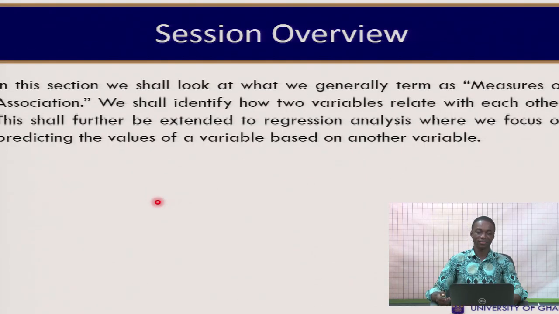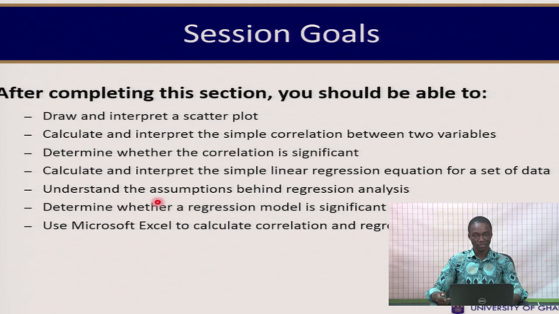based on another variable. By the end of this session, you should be able to draw and interpret a scatter plot, calculate and interpret a simple correlation between two variables, determine whether the correlation is significant, calculate and interpret a linear regression equation for a set of data, understand the assumptions behind regression analysis, determine whether the regression model is significant or not, and use Microsoft Excel to calculate correlation and regression coefficients.